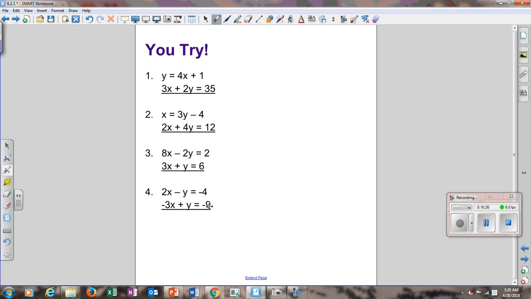So we're going to add that 3x over. You get y equals 3x minus 9. And you take that and plug it in here. So you get 2x minus 3x minus 9 equals negative 4.